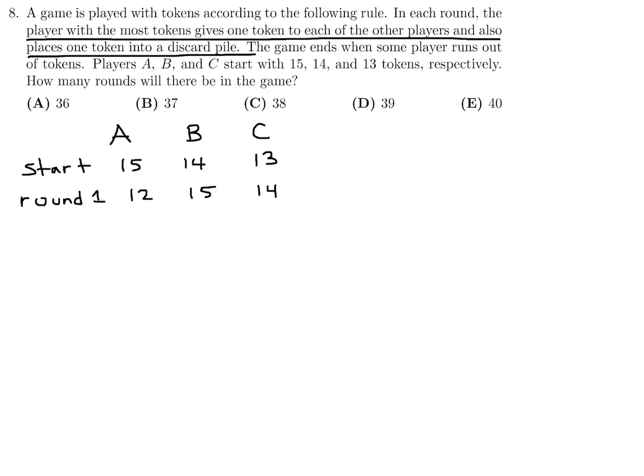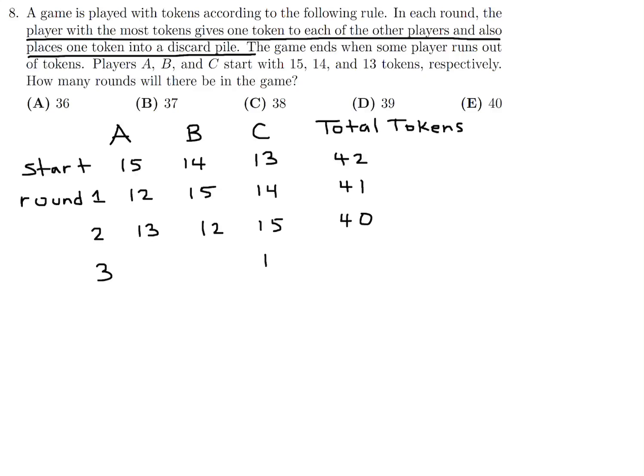Okay, now I'm going to keep a running total here, total number of tokens. And if you do, you'll see that when the game first started, you had 42. After round 1, you're down to 41. Round 2, B now has the most, so he or she has got to give up 3. So he's going to drop down to 12. A will go up to 13, B will go up to 15. If you add this, it's 40.